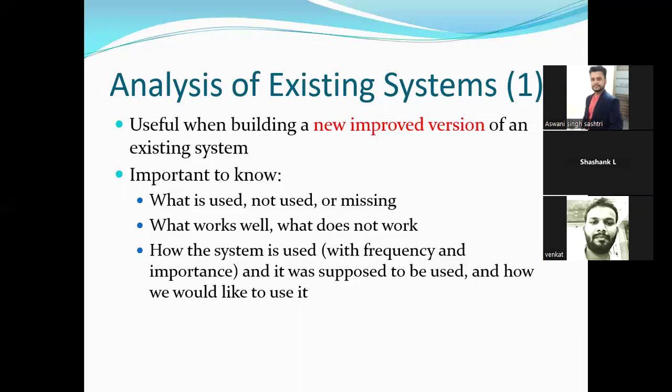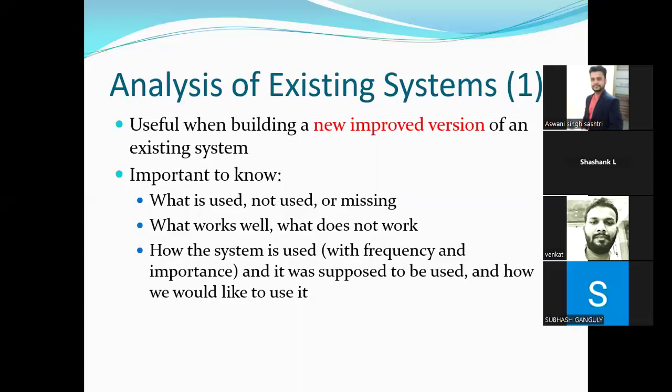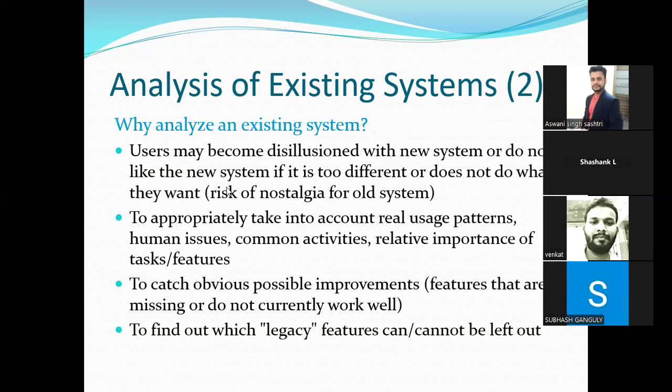When I know how my existing system is working. That's why analysis of existing system is very important when we are planning to work on a new version of the application. Why is it useful again? Users may become disillusioned with the new system or not like the new system if it is too different or does not do what they want.